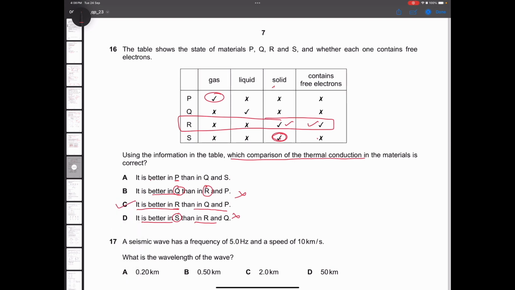Why is option C correct? Because it has free electrons and it's a solid. So it is the best option. That is why C ultimately is the answer.